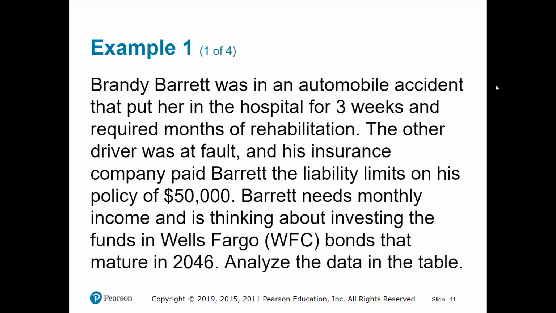So here's an example. Brandy Barrett was in an automobile accident that put her in the hospital for 3 weeks and required months of rehabilitation. The other driver was at fault, and his insurance company paid Barrett the liability limits on his policy of $50,000. Barrett needs monthly income and is thinking of investing the funds in Wells Fargo bonds that mature in 2046. Analyze the table in the data.